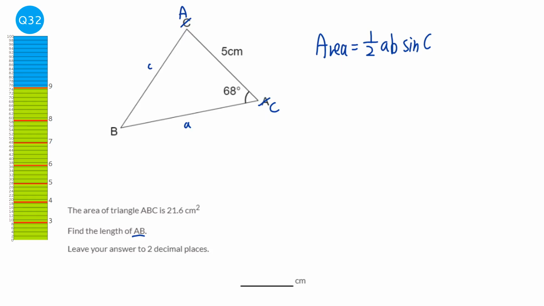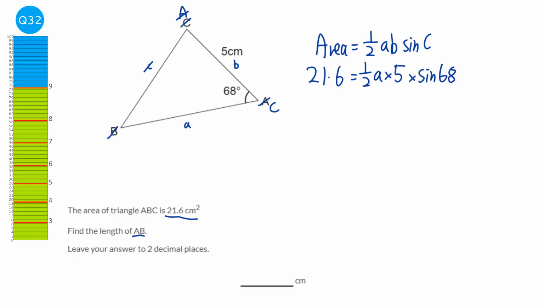And so we're looking for little a. We're not interested in little c or big B or big A. We're focused on, and we've got a little b here, we're focused on little b, little a, and big C. The area given to us in the question is 21.6. And we're looking for A, but B is 5 and C is 68.